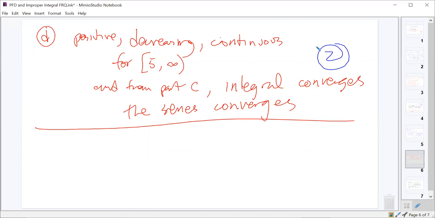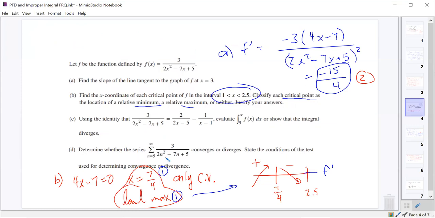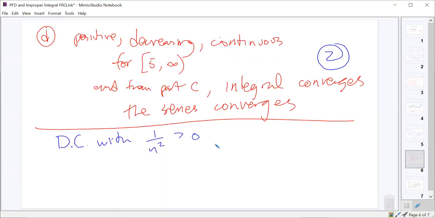So we could say that we're gonna do direct comparison with 1 over n squared, and we choose 1 over n squared because if you look back at this, that's effectively what we've got here, right? We've got 2n squared. We break this down without all the constants, it's 1 over n squared, right? And we know that 1 over n squared is positive. We know that our terms are always positive. What was ours? 3 over 2n squared minus 7n plus 5, I think, was also positive.